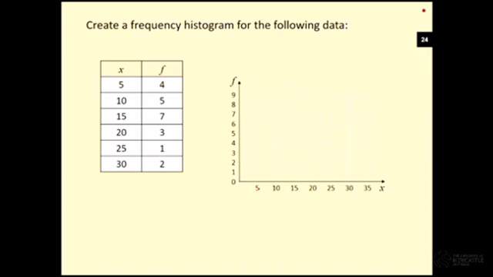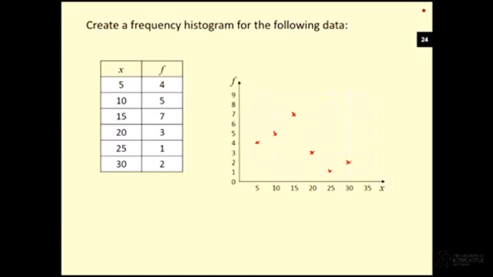5 happened 4 times. So initially I normally just mark the dots, crosses, whatever. 5 happened a frequency of 4, correct. 10 happened a frequency of 5 times, there it is. 15 happened 7 times. 20 happened 3 times. 25 happened once. And 30 happened twice. Okay, there's the guts of my working out done.